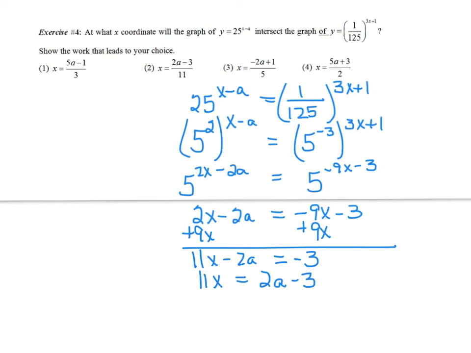Finish it off by dividing both sides of the equation by 11. So when I divide both sides by 11, I'm getting an answer of x equals 2a minus 3 over 11. You should notice that this is choice 2 for my multiple choice answer. So look this example over because it's one of the most complicated that we have seen today.